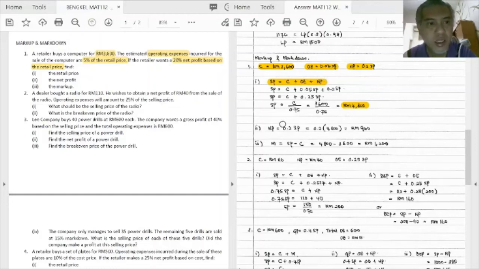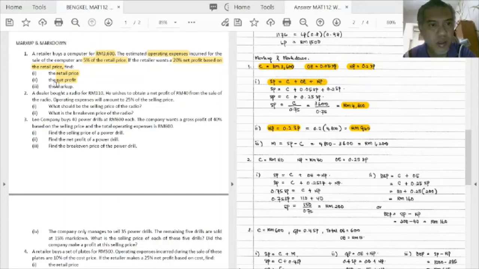The second part asks you to find the net profit, NP. You already know that the net profit is given by NP equals 0.2 SP. In the previous solution, you found that SP is 4800. Replacing SP with 4800, you find that the net profit equals 960. That is the answer for the net profit.